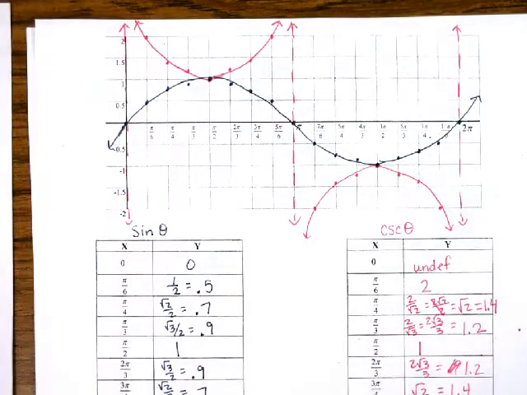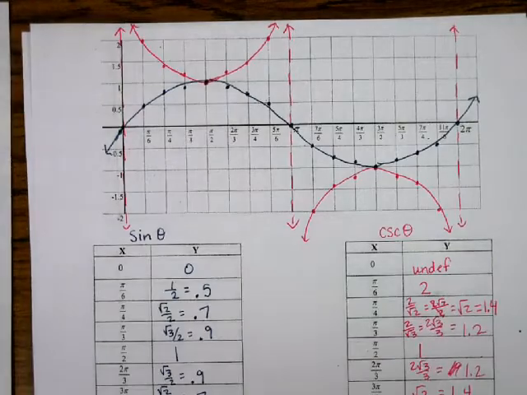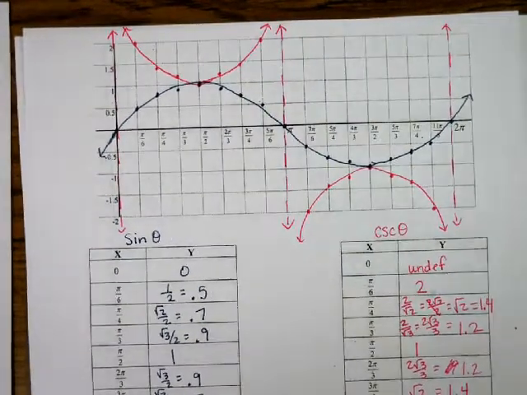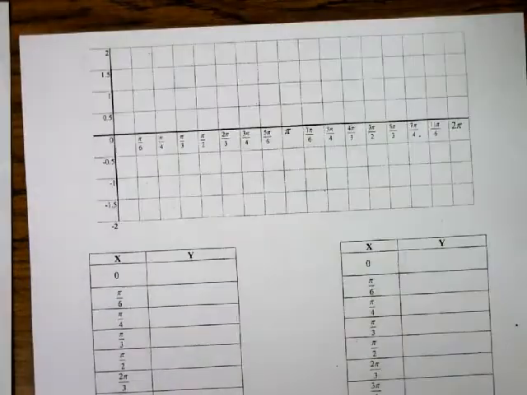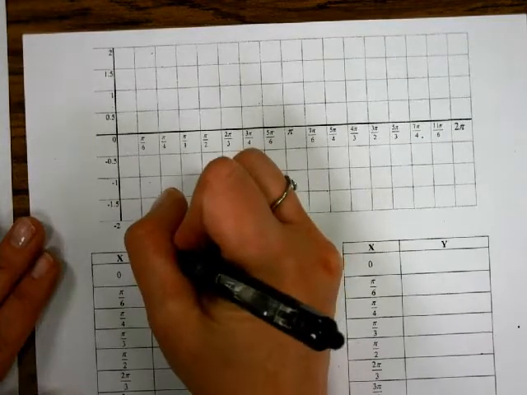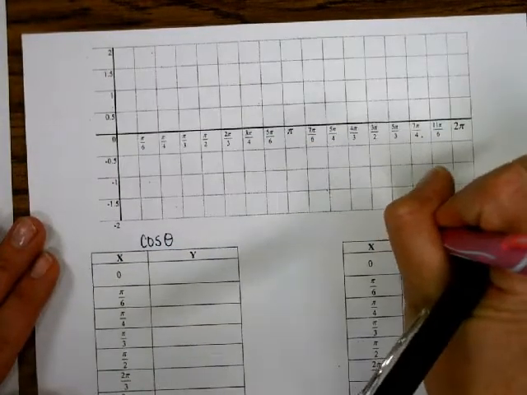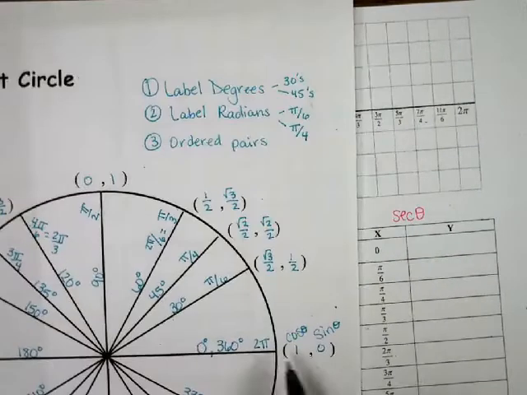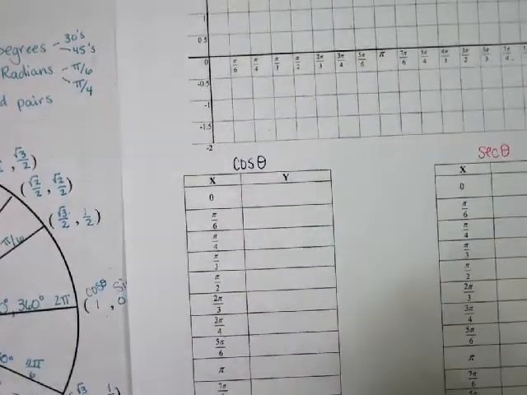Okay, so there's sine and cosecant. Guess what? We get to do this with cosine and secant, and then we'll do it with tangent and cotangent. Right. So here we go. Another graph paper. This time let's do cosine and secant. Okay, this time when we go around our circle, remember we're going to be looking at our x-coordinates. Okay, we should still get the same numbers, just in a different pattern.